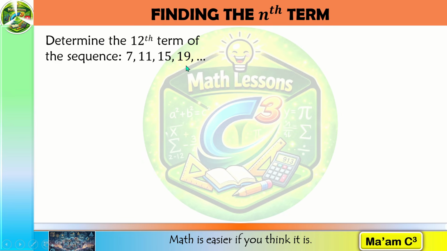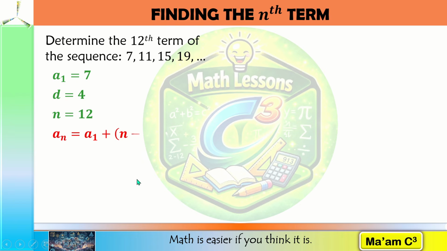Okay, let's identify important details. Our first term, a sub 1, is 7. The common difference is 4. D is equal to 4. And we are looking for the 12th term, so n is equal to 12. Now, let's recall our formula. Our a sub n is what we are looking for. Our a sub 1 is 7. Our n is 12. And our d is 4.